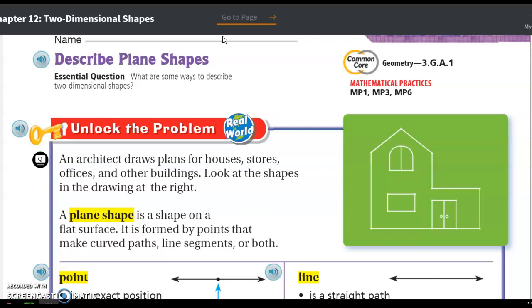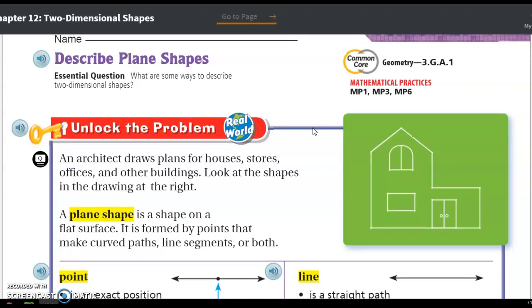So we're beginning chapter 12. And I'm going to guide you through the first lesson. A little bit of vocabulary and a little bit of application here. So if you follow along in your workbook with me, a lot of times I'll have you pause it and let you guys work, and then I'll kind of discuss and go over and hopefully answer any questions you may have. Alright, so it starts off with an essential question: what are some ways to describe two-dimensional shapes?